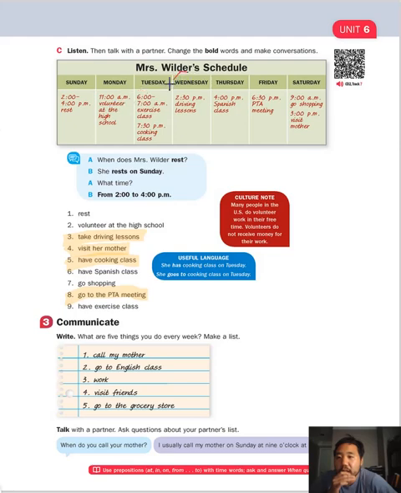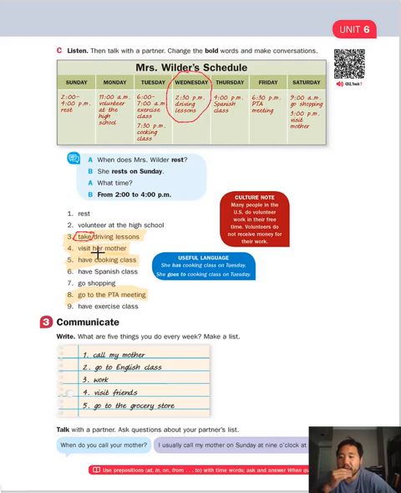This is the schedule where she takes driving lessons. And here, when we make a statement, we need to add an S to the verb. So here the verb is take, so we have to say takes. So she takes driving lessons on Wednesday. What time? At 2:30 p.m. There is no start or end, only a start. So we don't have to say from 2 to 4 p.m. or something similar to it.